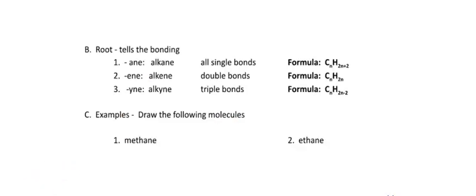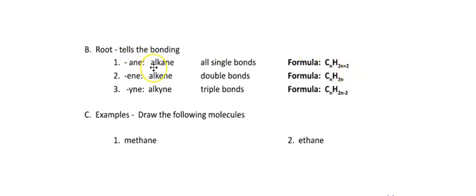Let's turn the page. So the suffix, the root, will tell you the type of bonding. If you have all single bonds, carbon single bond, it's going to end in -ane. It's called an alkane. And the general formula is CnH2n+2. So if you have 1 carbon, that's your n. So 2 times 1 is 2, plus 2 would be 4. So it's CH4. If you have 10 carbons, that'd be decane. If n was 10, it'd be 2 times 10 plus 2, it'd be C10H22.